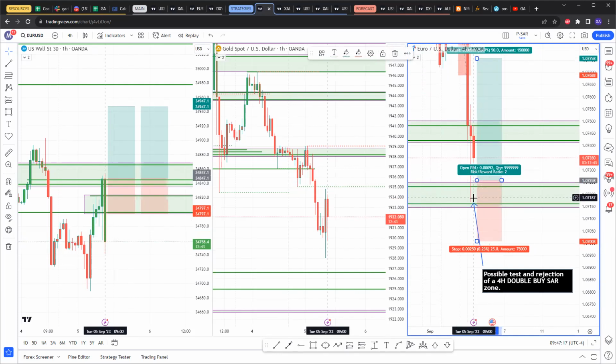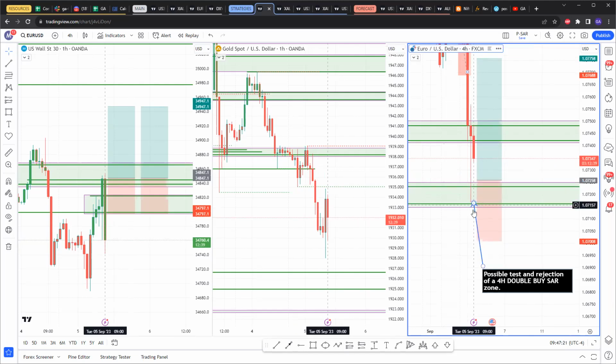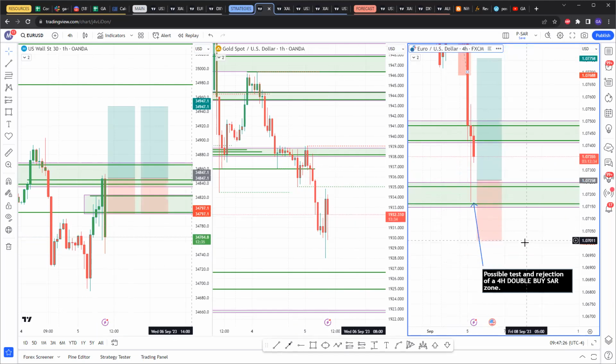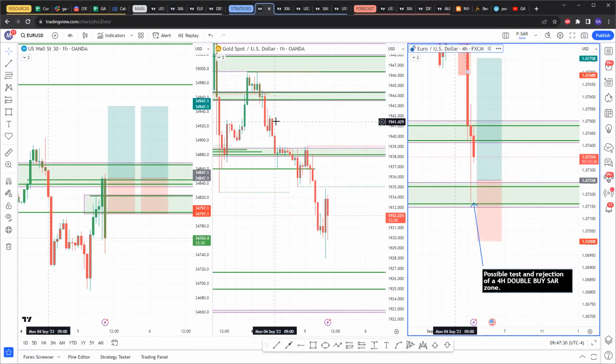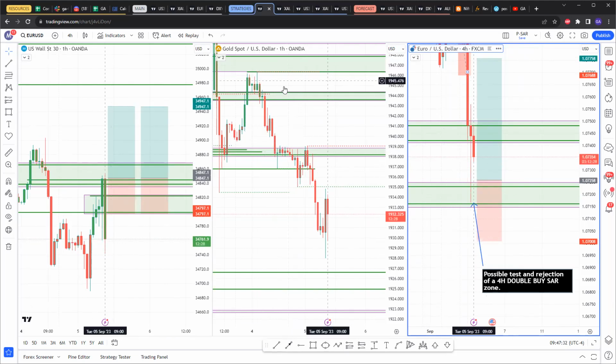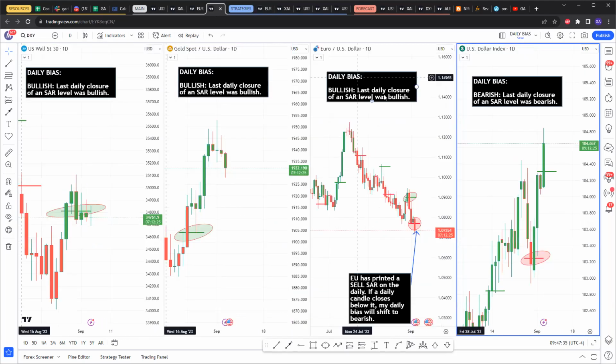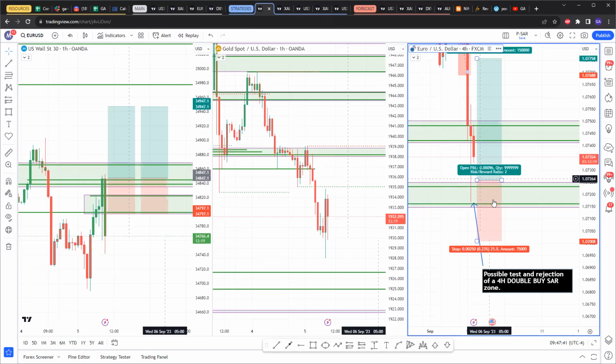So it needs to come down here and reject and close above. But if this 4-hour candle comes and closes, say, for example, below here, at that point, this entry will be invalidated. And by then it will be 1 p.m., which will be about 4 hours away from the closure of the daily, which then means that by then, the daily bias might shift to become bearish.